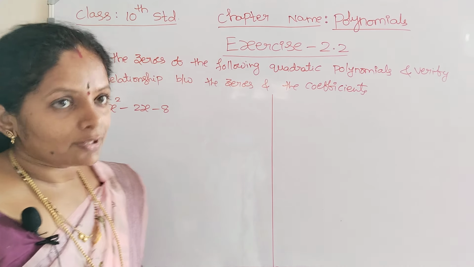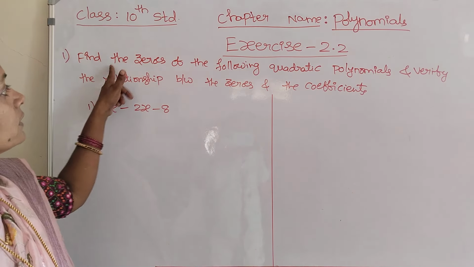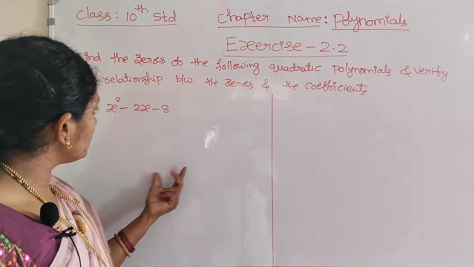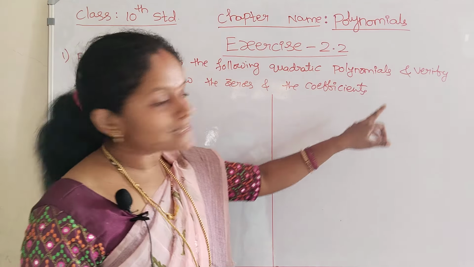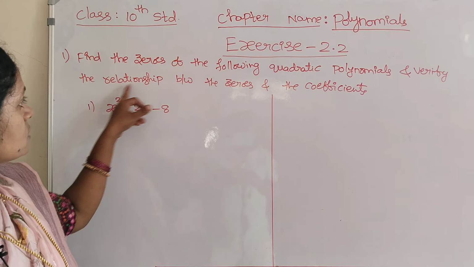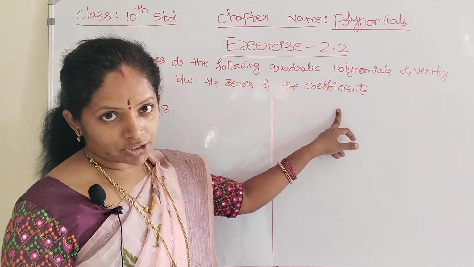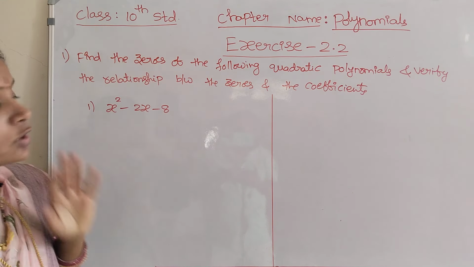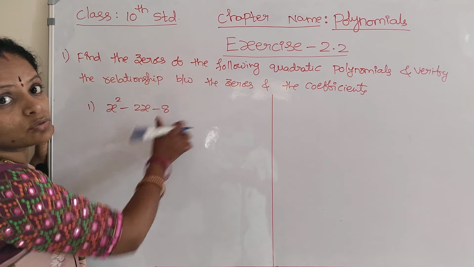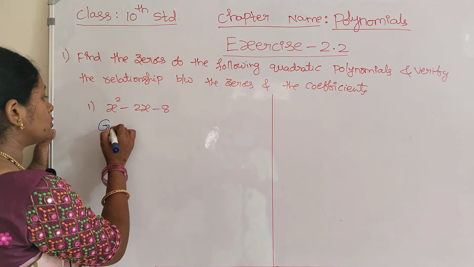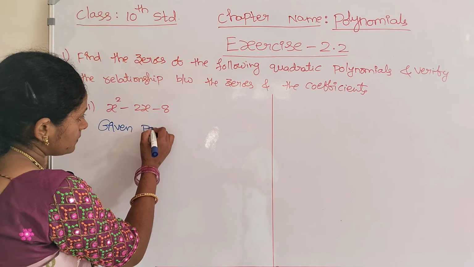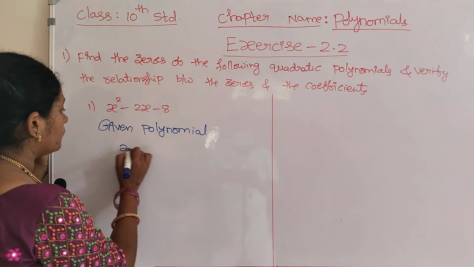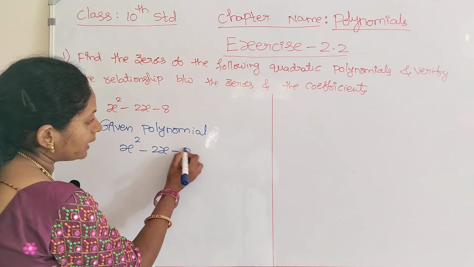Here we have a question. Let us read it. Find the zeros of the following quadratic polynomials, where all the given polynomials are quadratic, and verify the relationship between the zeros and the coefficients. First of all, you are asked to find the zeros. To find the zeros, we have to equate the polynomial to zero. Let us proceed for the solution. The given polynomial is x square minus 2x minus 8.